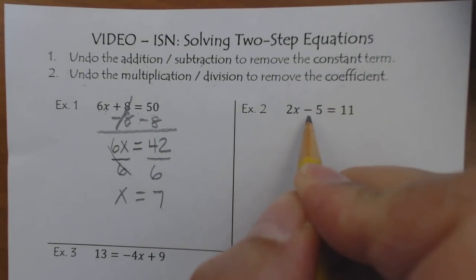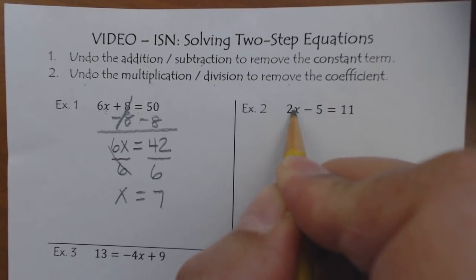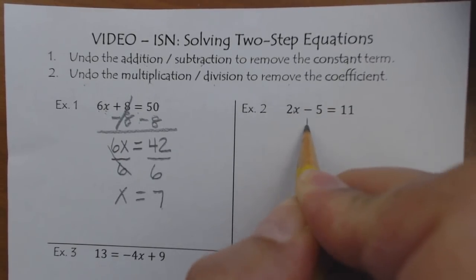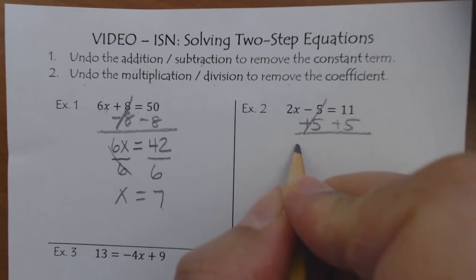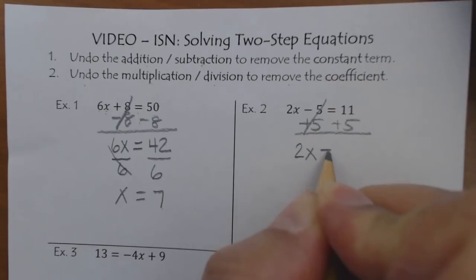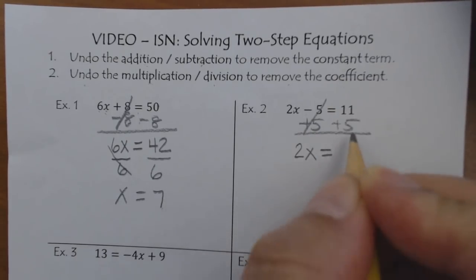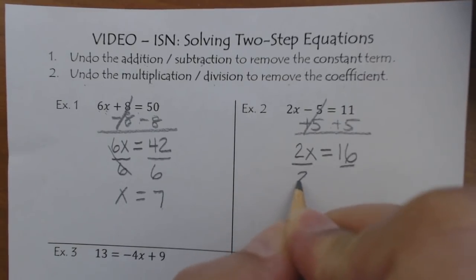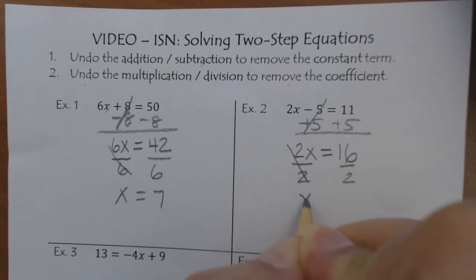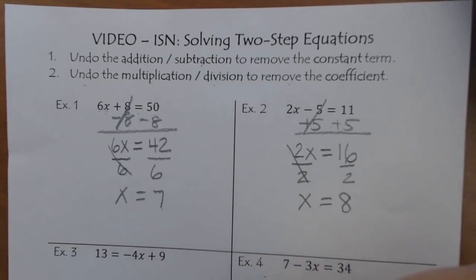Number 2, 2x minus 5 equals 11. The 2 is being multiplied, the 5 is being subtracted, so let's undo that first. So let's add it to both sides of the equal sign, bringing down our 2x, bringing down our equal sign. We need that equal sign. 11 plus 5 is 16. Then we can undo our multiplication using division. x equals 16 divided by 2, which is 8.